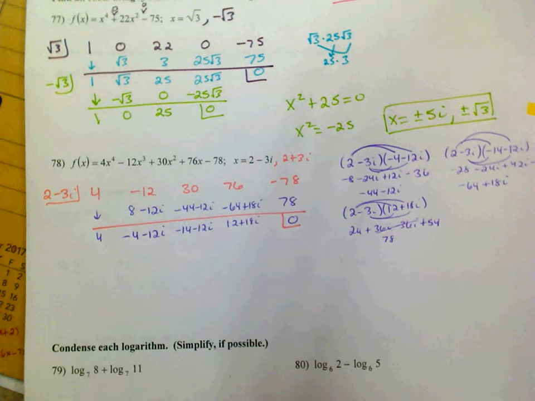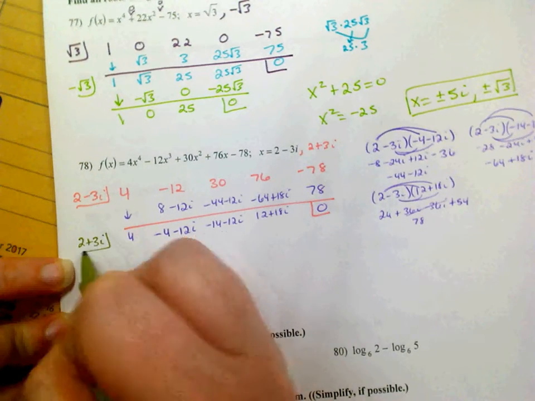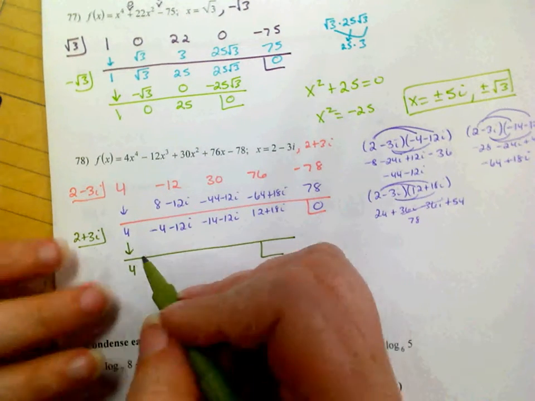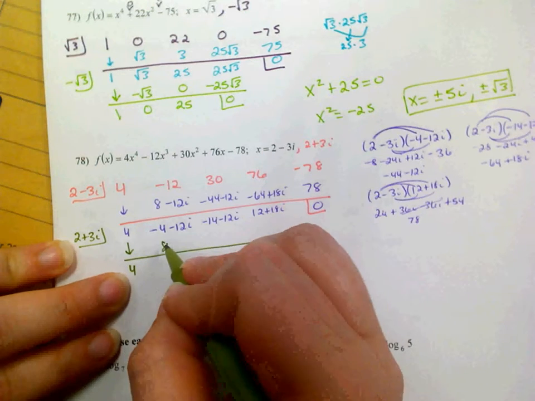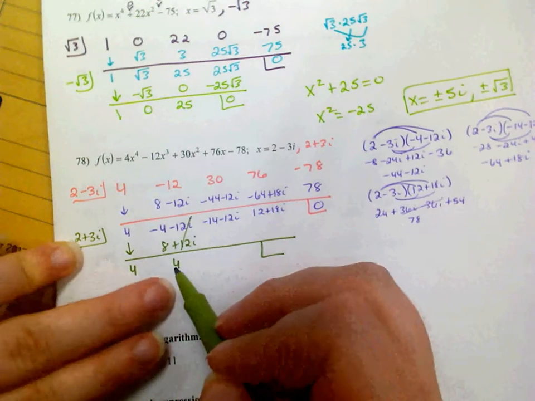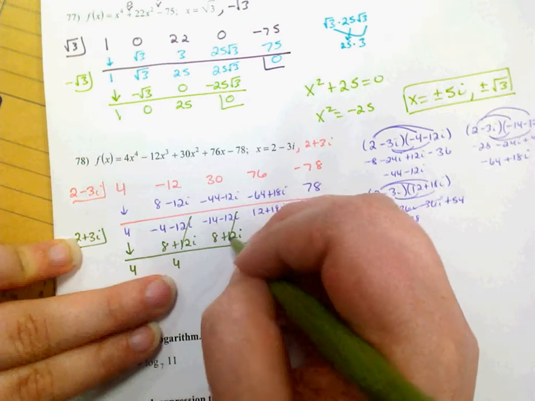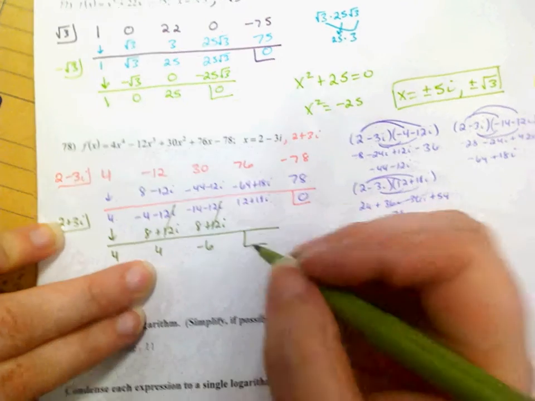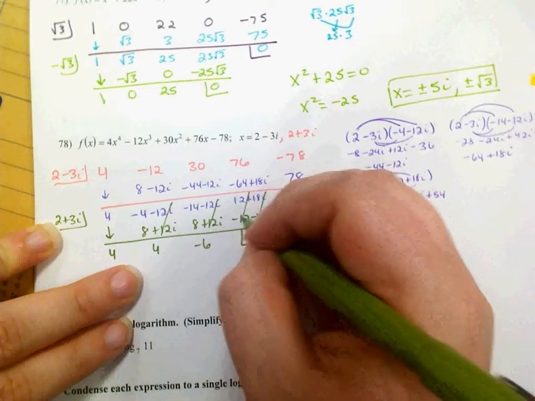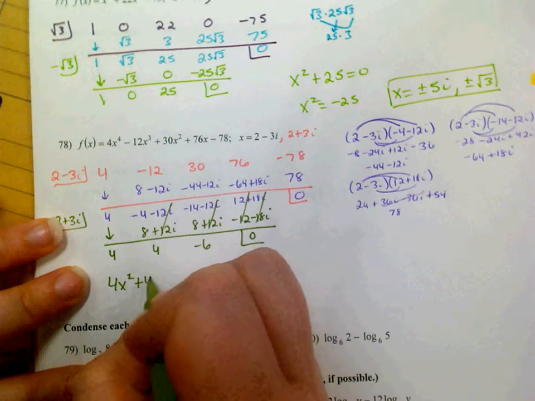Next, we need to do 2 plus 3i. So 2 plus 3i. Bring down the 4. 4 times 2 plus 3i is 8 plus 12i, which leaves me with just 4. 2 plus 3i times 4 is 8 plus 12i, which is now negative 6, so negative 14 plus 8. And then 2 plus 3i times negative 6 is negative 12 minus 18i, which is a 0. So I'm left with the quadratic equation 4x squared plus 4x minus 6 equals 0.